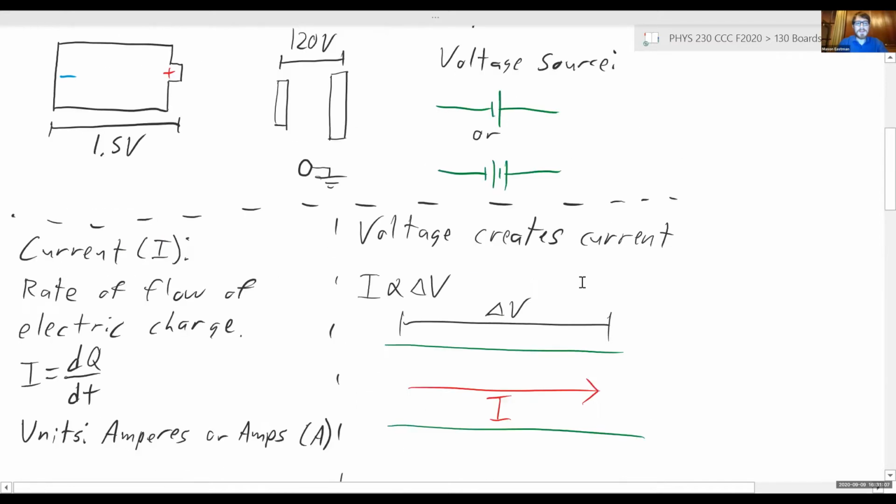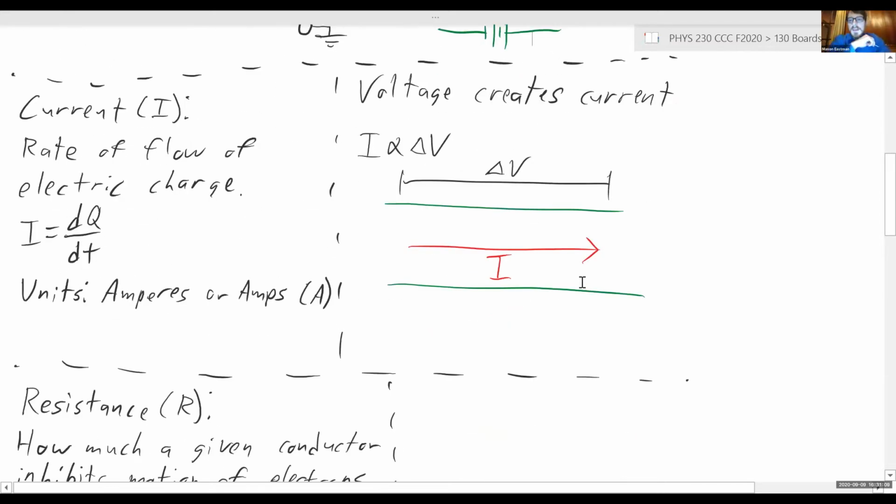So that's voltage. Current is quite different. Current is represented by a capital I. Capital C is already used for something else, unfortunately. I don't know why I is the symbol they landed on. But current is a rate of flow of electric charge.